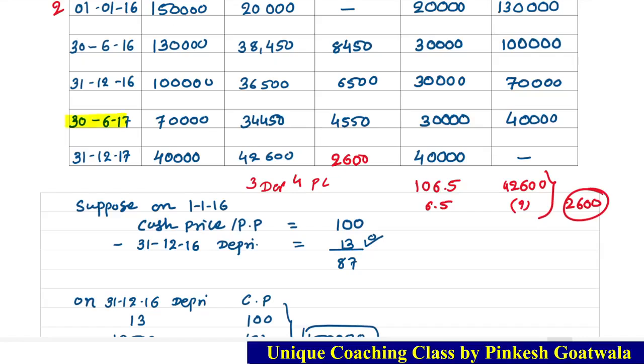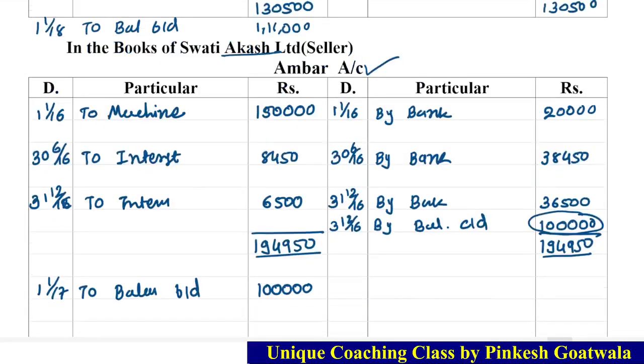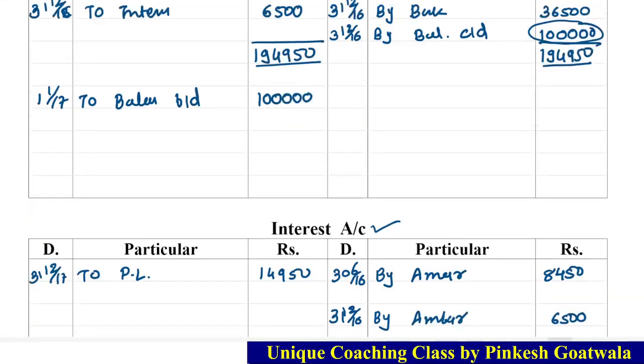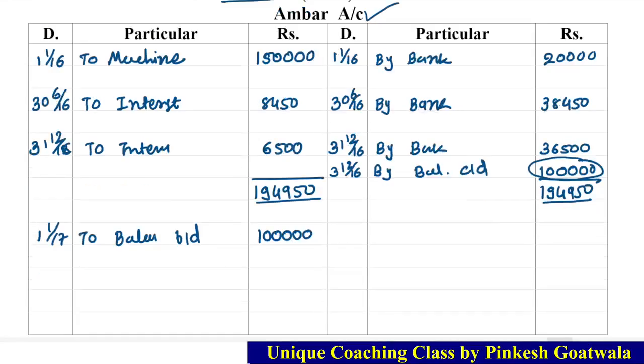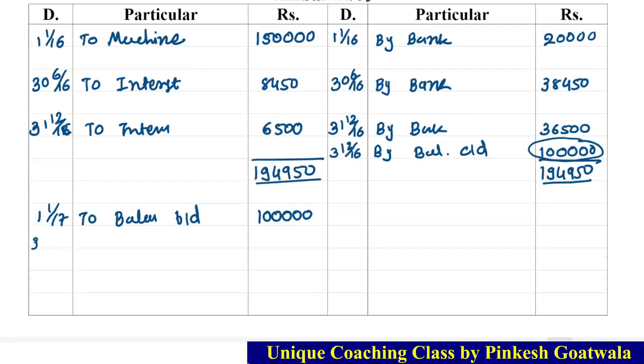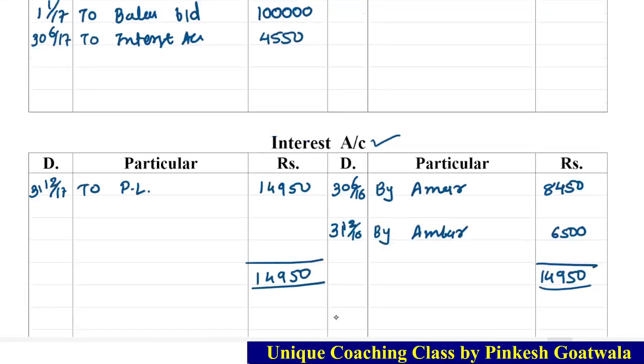First of all, about 30 June 17. These two journals, interest and installment, 4550 and 34550. First journal about the interest. What will the journal be? Here interest is received. Interest is income for him. So interest account credit and Amber account debit. In the Amber account, it comes on the debit side, to interest account 4550, and in the interest account, credit side, Amber account.